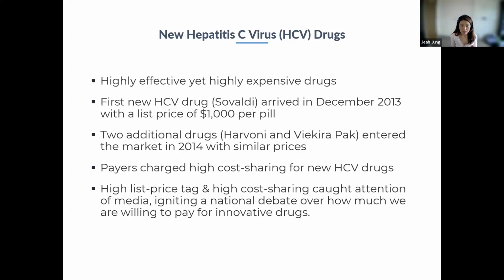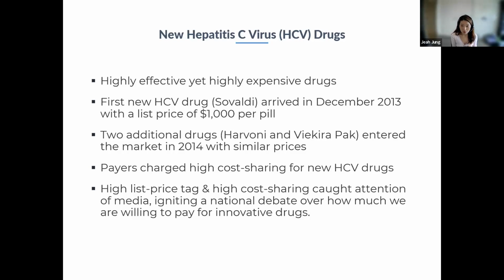So the new HCV drug Sovaldi came in December 2010 with a list price of $1,000 per pill. And two additional drugs entered the market in 2014, Harvoni and Viekira Pak, but they had almost the same prices. Competition didn't help for these drugs in the early years. Now we actually have more drugs, and I think the prices have probably gotten a little bit lower. And for these new Hep C drugs, payers charge really high cost sharing.